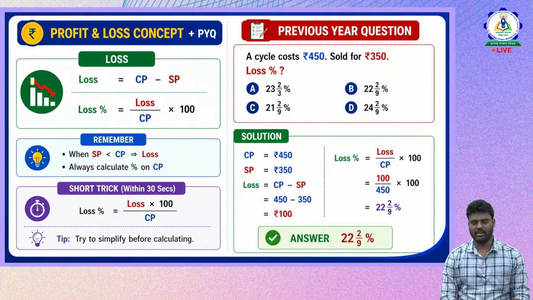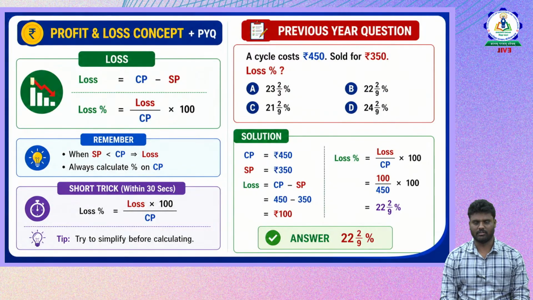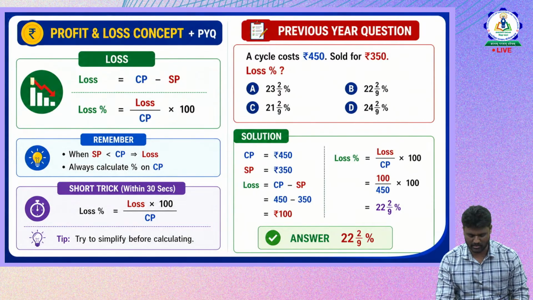Question 1: A cycle costs 450 rupees and it is sold for 350 rupees. What is the loss percentage? The options are: A, 23 2 by 3 percent; B, 22 2 by 9 percent; C, 21 2 by 9 percent; D, 24 2 by 9 percent. If you read the question, what are they trying to ask here? They are asking us to find the loss percentage.